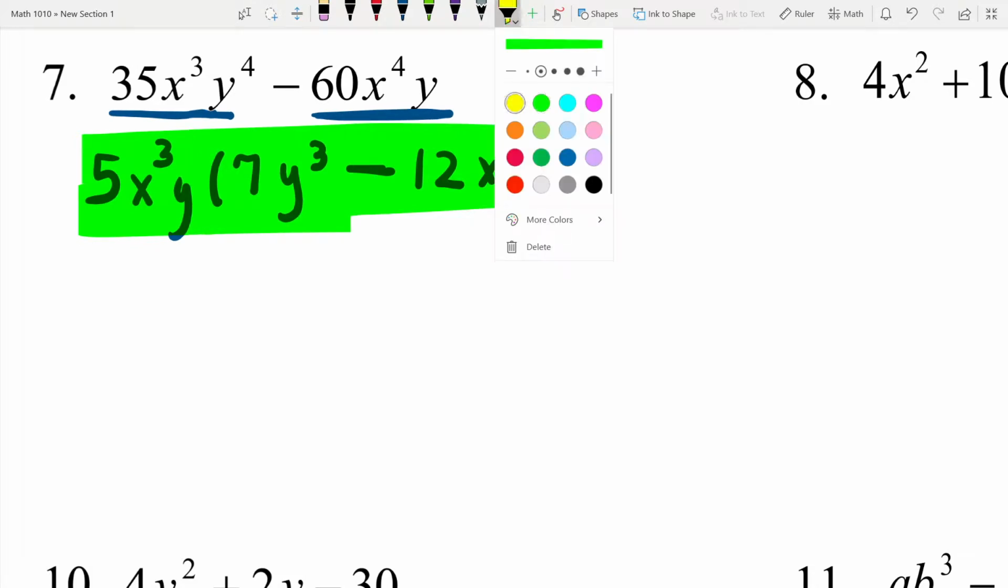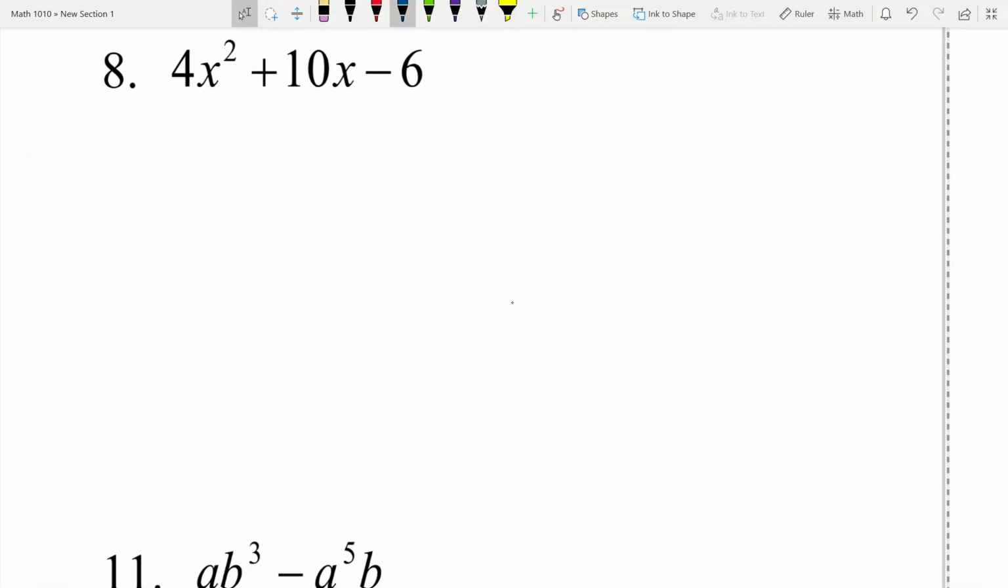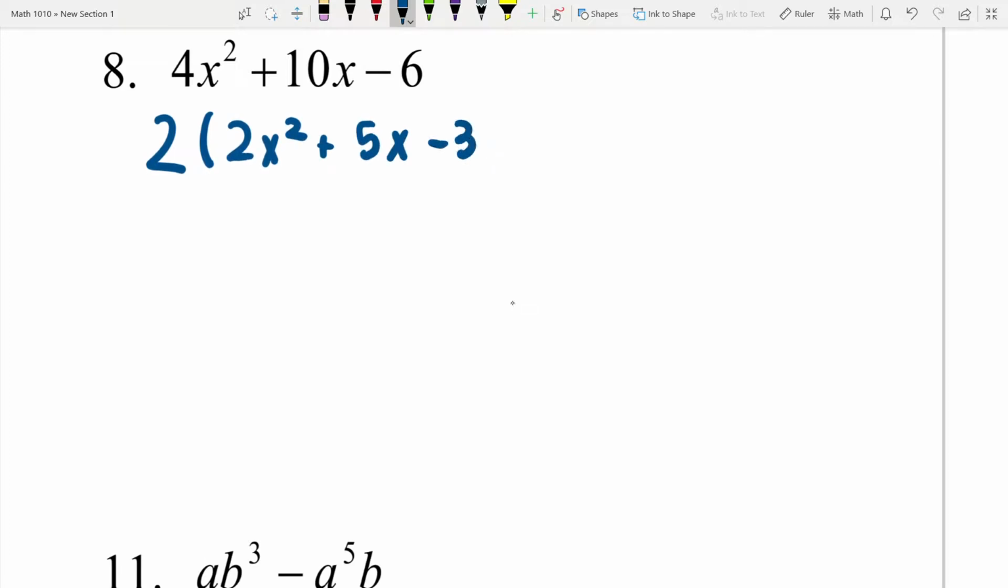Okay? Who says, easy? Let me see how you're feeling. Okay, awesome. Question 8, you tell me, what's the first step? Take out a 2, right? When you take out a 2, you're left with 2x to the second plus 5x minus 3, like that. Now, I want you to talk to me. Can I factor this using the difference of squares, what we just talked about? No. How do you know so fast? You guys said that so fast. Because I have 3 terms and difference of squares is 2 terms, okay?